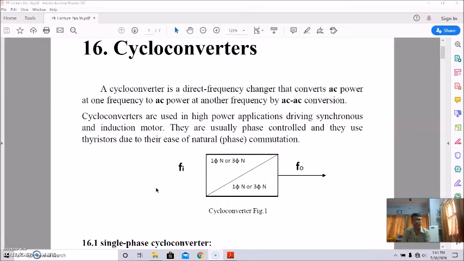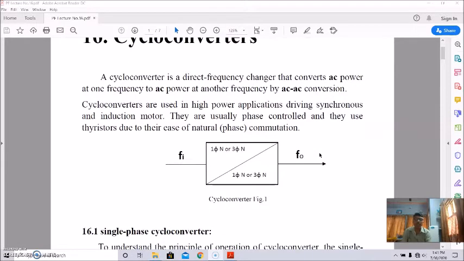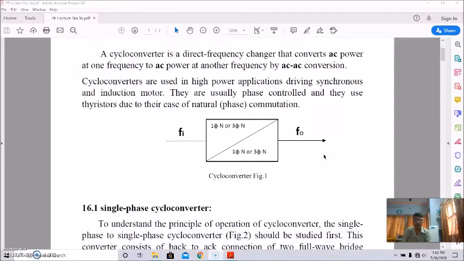Basically, the cycloconverter is a direct frequency changer, and that converts AC power at one frequency to AC power at another frequency by an AC-AC conversion process. Cycloconverters are used in high power applications, driving synchronous and induction motors. They are usually phase controlled, and they use thyristors due to their ease of natural or phase commutation methods.